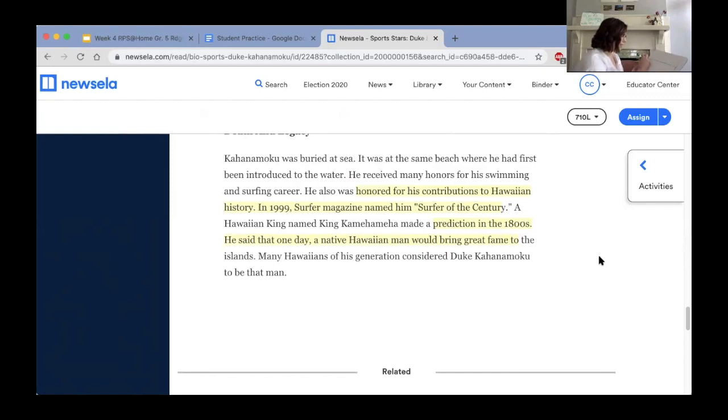So the king predicted a famous islander who was later believed to be Kanahama. So we'll put our information below, and on the top of our timeline, we'll put the time it happened, so 1800s.